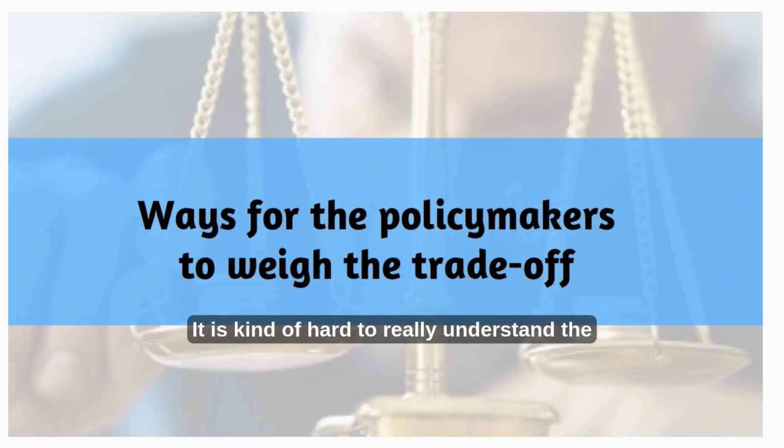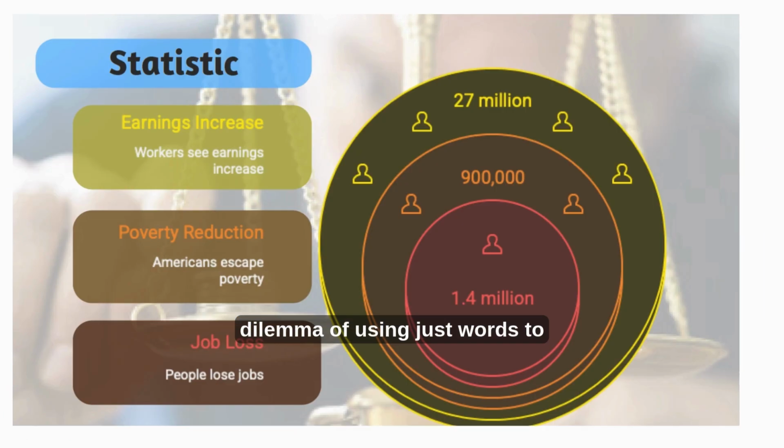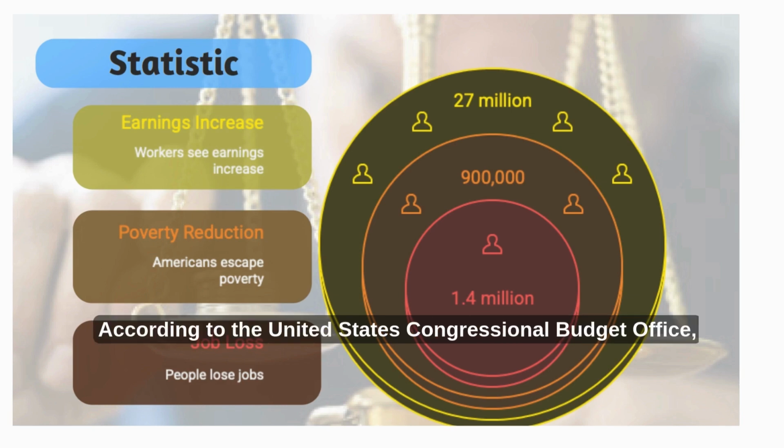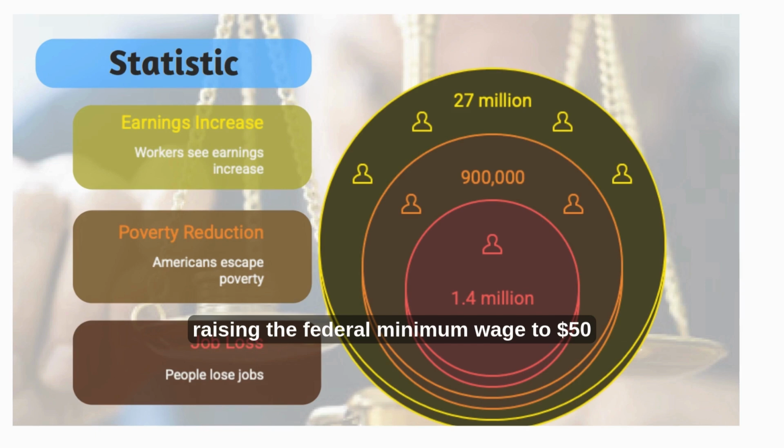It is kind of hard to really understand the dilemma using just words to describe the situation, so let's take a look at some statistics. According to the United States Congressional Budget Office, raising the federal minimum wage to $50 per hour could increase the earnings of about 27 million workers, and about 900,000 Americans could be lifted out of poverty. But it might also cause 1.4 million people to lose their jobs.